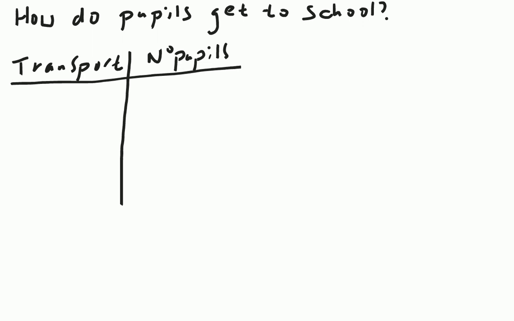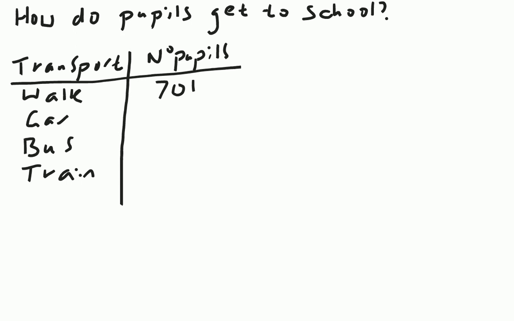So for example, we'll imagine we've done a survey of a school looking at how pupils get to the school. So walking, by car, bus and train are most options. So let's imagine 701 pupils walk to school, 90 come by car, 138 get the bus in, and 5 travel by train.